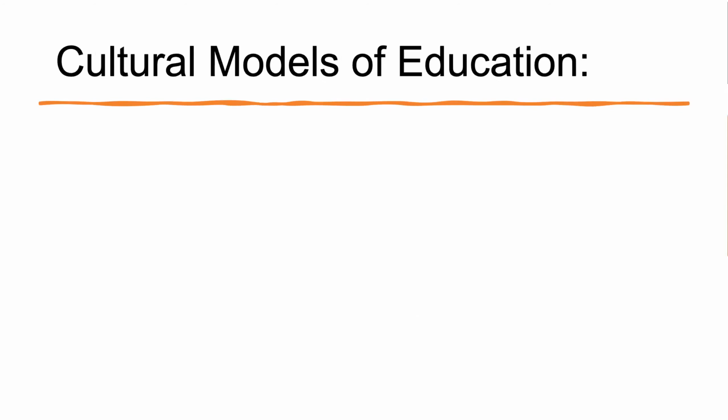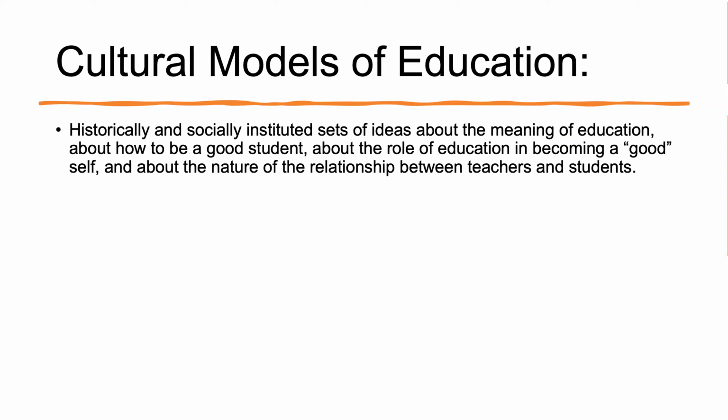So again, jumping into this idea of cultural models of education, what does this mean? It's something we often forget and take for granted, especially if you've been formally trained as an educator within our education system itself. We forget that models of education are culturally based, right? They're situated, and there is a set of ideas about what it means to be a student or a good student, what the role of education is in becoming a good person, and what the nature of relationships between teachers and students is. Those are all culturally formulated. Those are all culturally bound, right? And not every cultural group around the world has the same ideas about that. It doesn't mean the same thing.